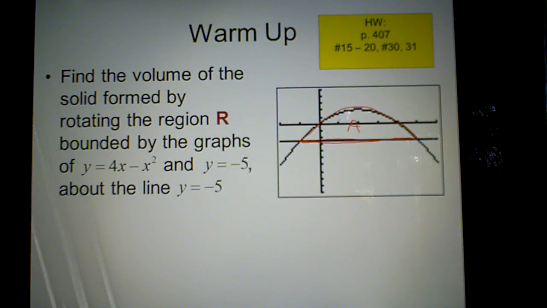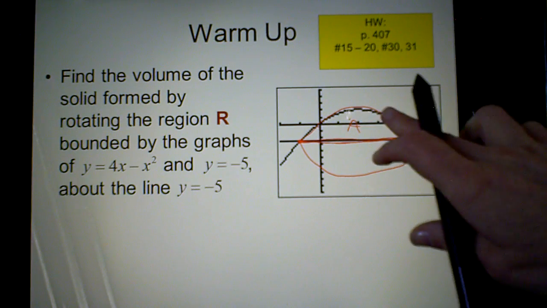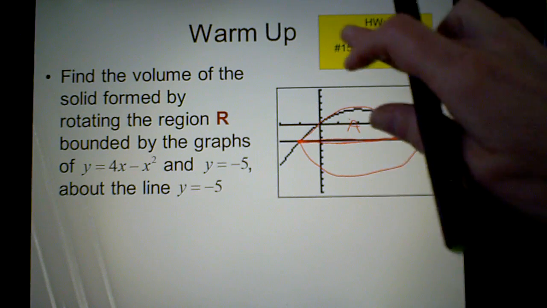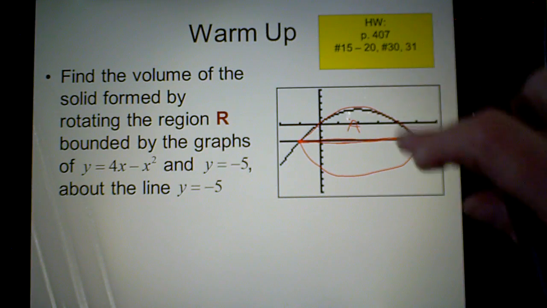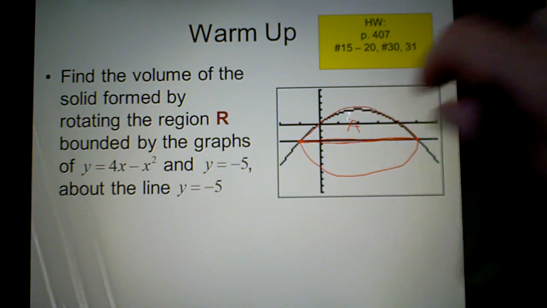We're going to take that area and we're going to spin it around not the x-axis but the line y equals -5. So I'm going to look at these points here. I'm going to draw the image here, and I'm going to take this piece and spin. Right? I'm going to take here, spin all the way around. This is a solid of revolution. Spin it.